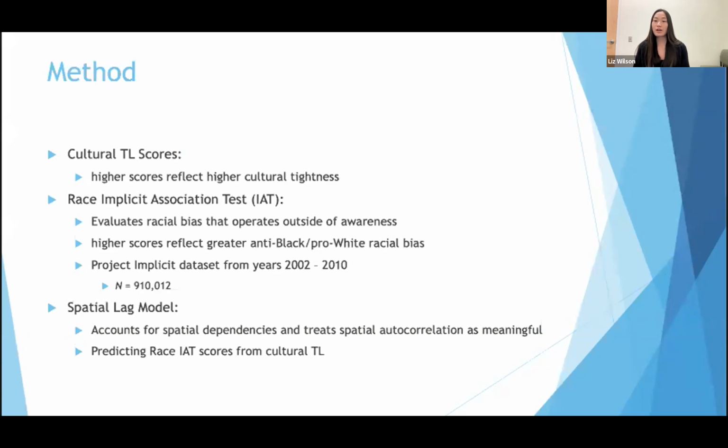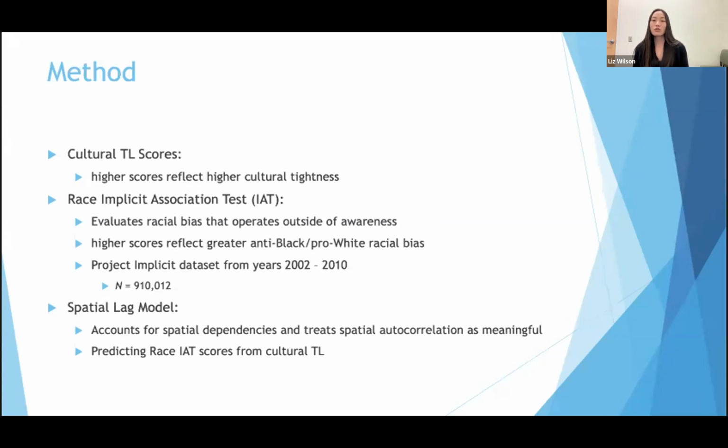And to look at racial bias, we drew from a measure called the Race Implicit Association Test, or RACE IAT, which is a measure that indirectly evaluates respondents' racial bias and evaluates bias that tends to operate more outside of conscious awareness and control. We drew from a data set called Project Implicit that contains millions of responses from people all over the United States who have taken a RACE IAT between the years 2002 and 2010.